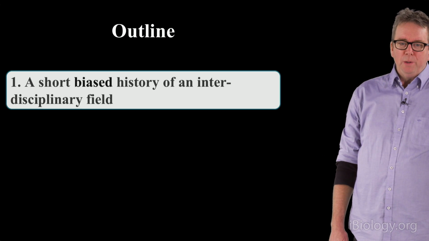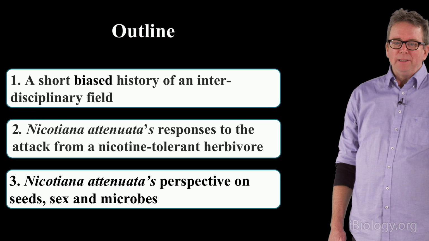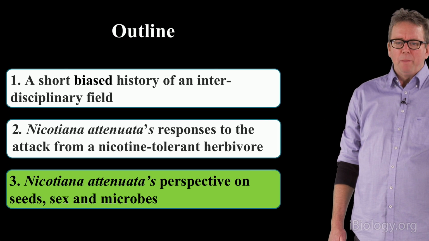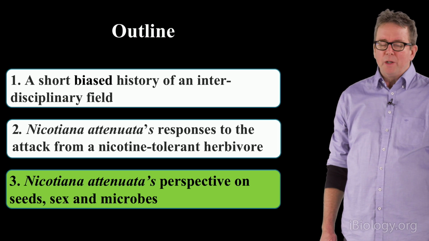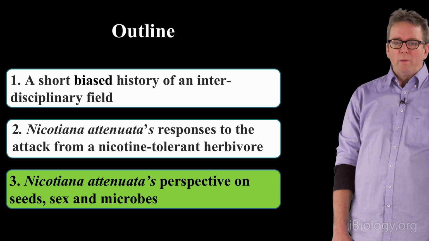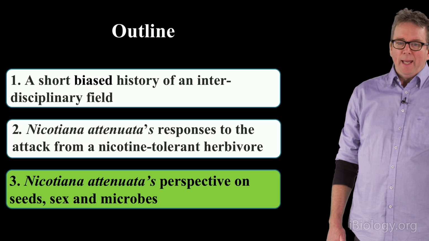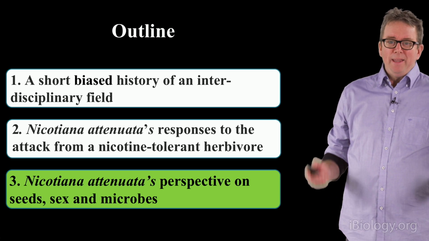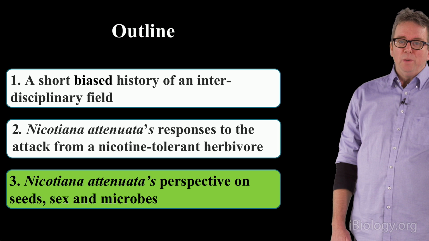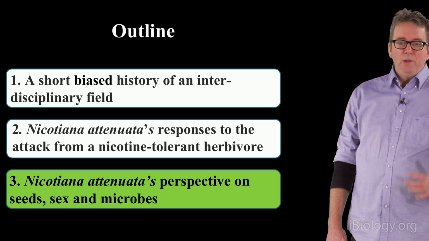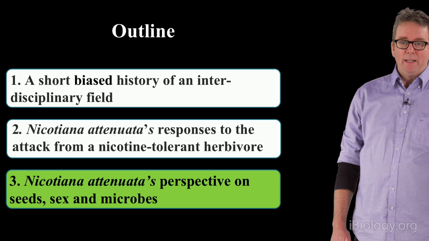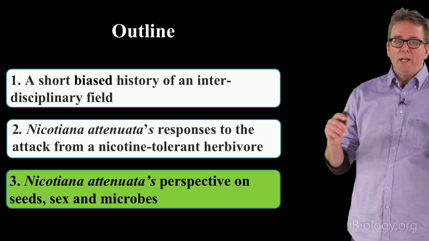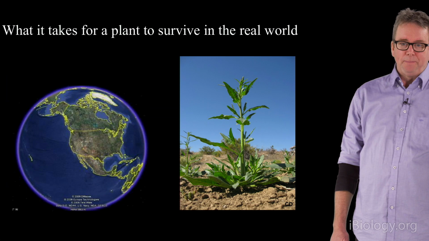In parts 1 and 2, I gave a short biased history of this very interdisciplinary field of plant-herbivore interactions, and I also talked a lot about the model system that we work with, Nicotiana attenuata, and how it deals with attack from a nicotine-tolerant herbivore. In this talk, I'm going to be telling you about how the plant utilizes sex and microbes to be able to protect its seeds and try to present that in an evolutionary context.